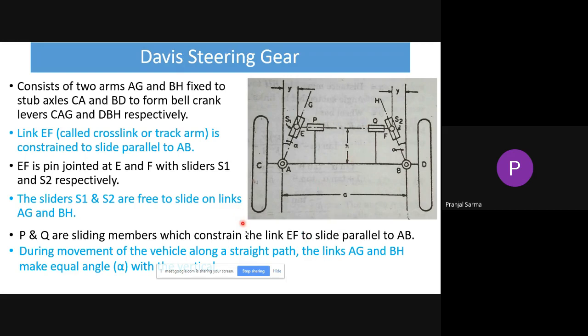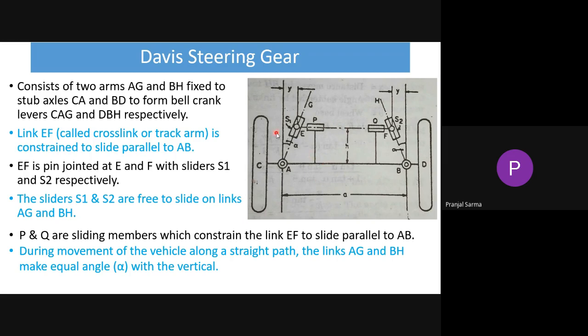Now, during the movement of the vehicle on a straight path, is there any need of steering if you are going in a straight line, no turning and all? During that time it is actually not required, but it has to be there each and every time, because at any moment we might have to steer that vehicle.